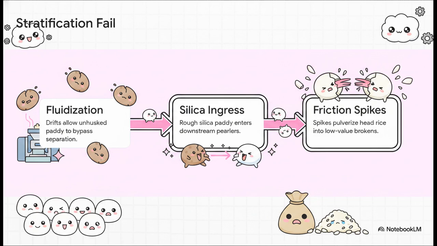This triggers Step 3, severe localized friction spikes. The hard silica acts like a grinding stone, and your pearlers effectively become highly efficient, profit-destroying grinders, pulverizing your precious head rice into worthless brokens.